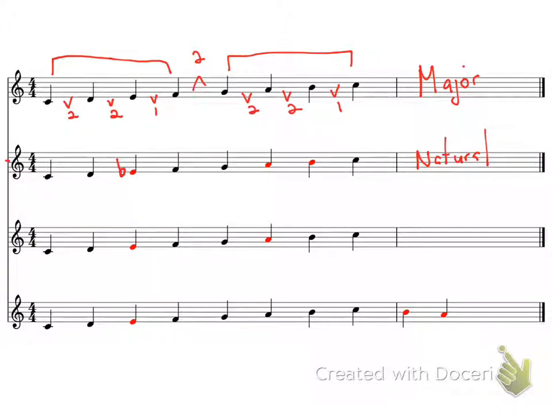The second transformation happens on the 6th degree. We want to take that A natural down to A flat. And then the final transformation happens on the 7th degree. We want to take that B natural down to B flat. And that gives us our natural minor scale. Now the natural minor sounds like this.